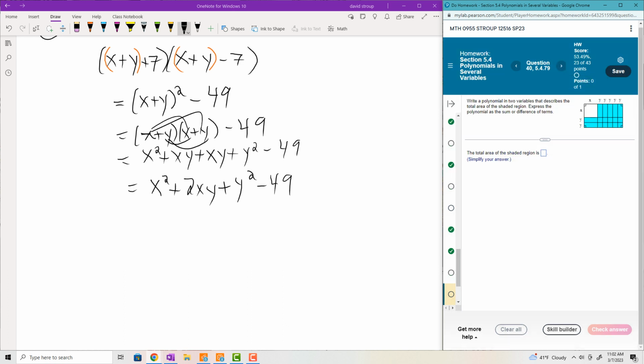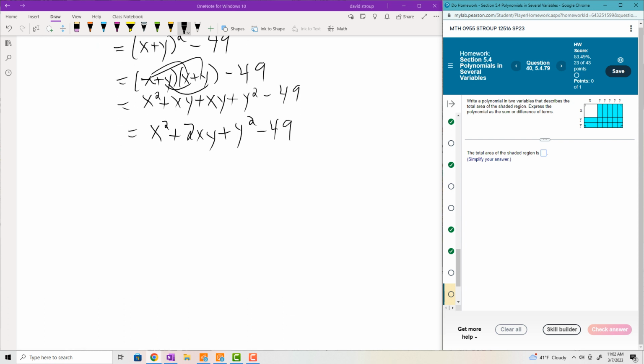Here's another one: convert geometry into algebra. So just multiply the sides of the shape. This one's even worse. Write a polynomial in 2 variables that describes the total area of the shaded region. Express the polynomial as a sum or difference of terms. Okie dokie. So this is kind of a donut hole type problem. Number 40 here.